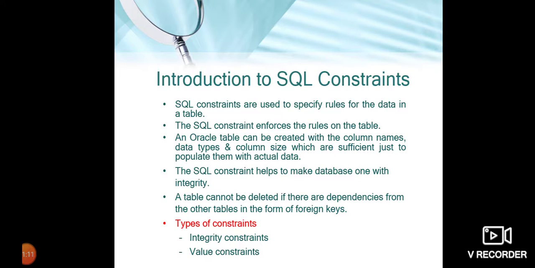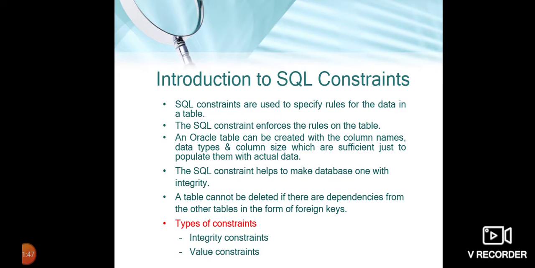If they are going to insert particular data into a voter ID database, then they have to check that the age of the person should be 18 years or above. If a person is below 18 years of age, then he or she is not eligible to be a part of that database. So this is actually a constraint. An Oracle table can be created with a column name, data type, and a column size, and you keep on inserting and populating the data into that table.